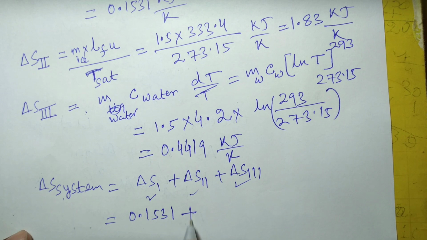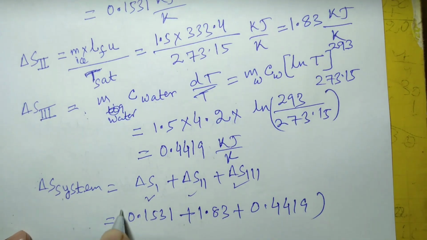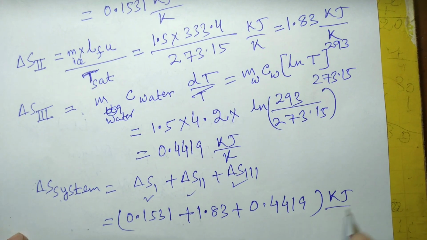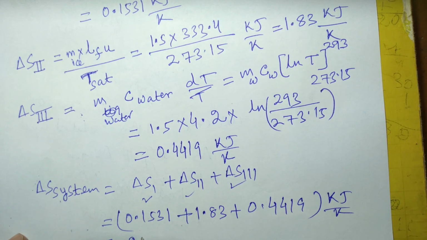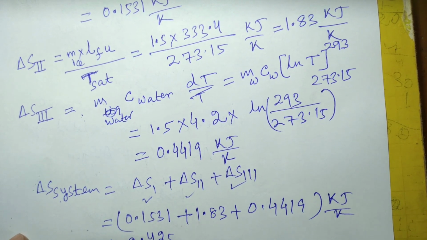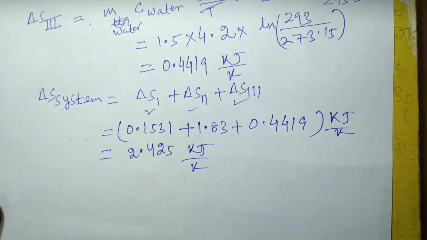0.1531 plus 1.83 plus 0.4419 kilojoule per Kelvin, and this is equal to 2.425 kilojoule per Kelvin. This is the change in entropy of system.